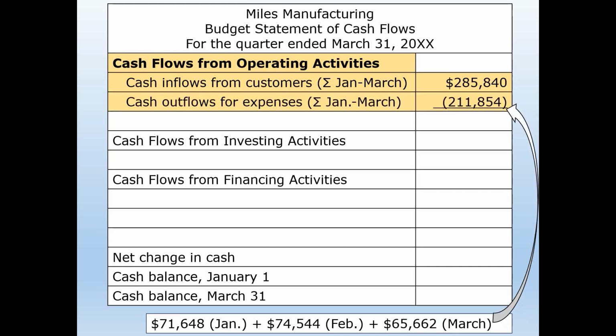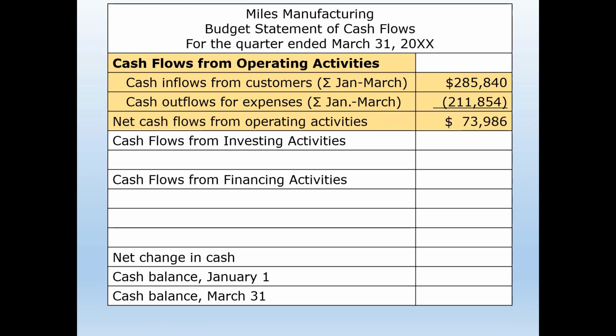The budgeted cash outflows include the cash payments to cover manufacturing costs and operating expenses during the period. We figured those out in the uses for cash. All we have to do is add the expected cash payments in January, February, and March to find the total cash outflows for operating activities.